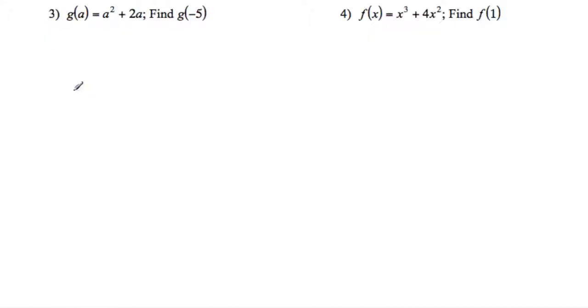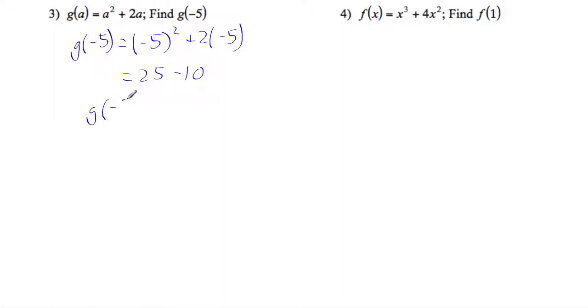Over here we have g of negative 5. So here we have g of a is equal to a squared plus 2a. So g of negative 5, we replace the a with a negative 5, so we get negative 5 squared plus 2 times negative 5. So this gives us 25 minus 10. So g of negative 5 is equal to a positive 15.